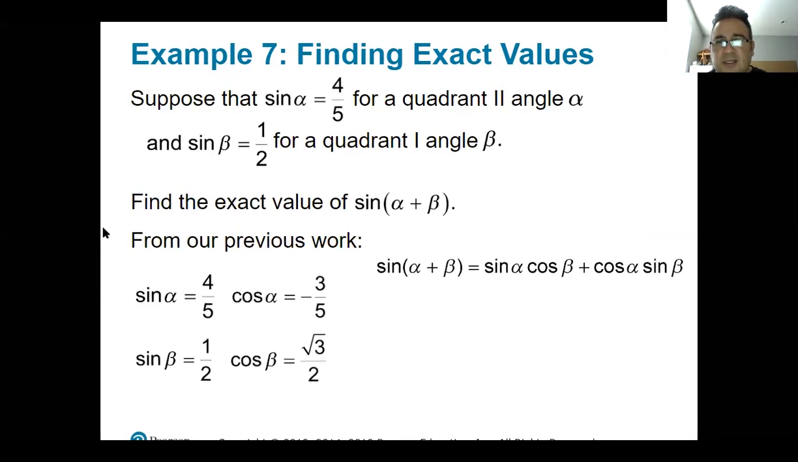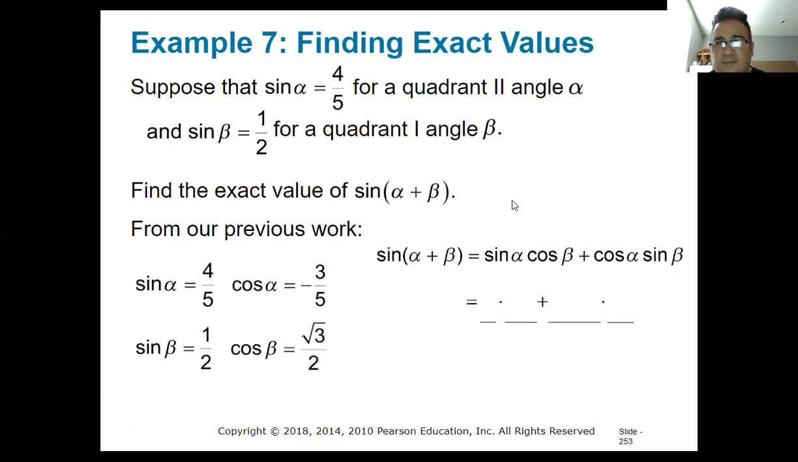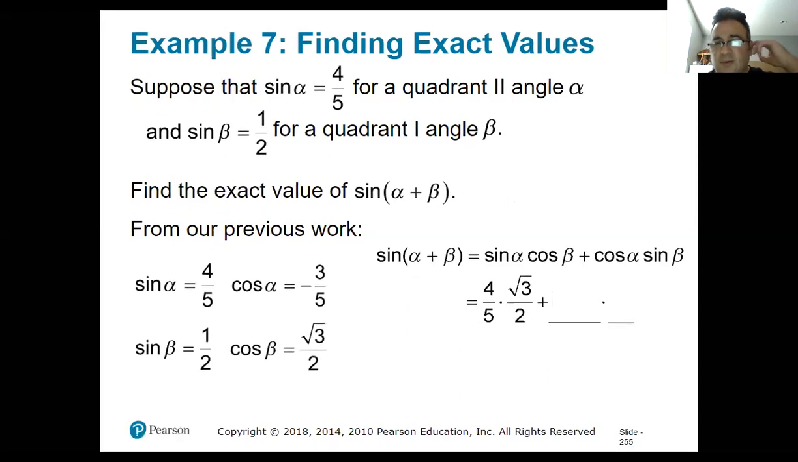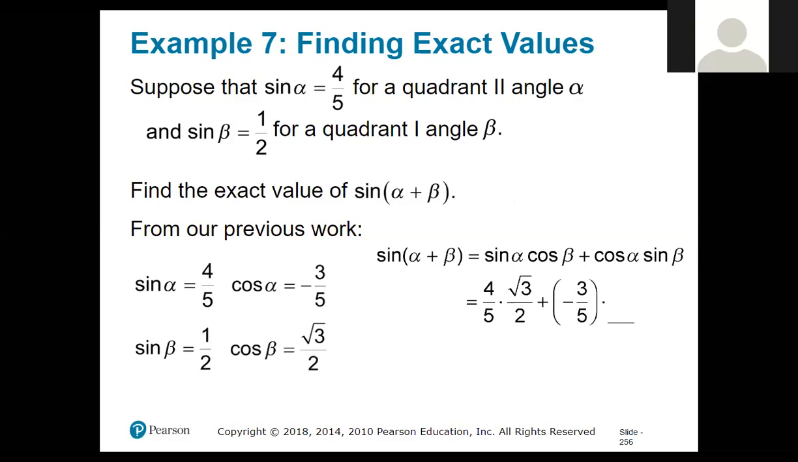All right, from here, it's just substituting your values. You apply the formula, and then you substitute your values. So sine of alpha is 4/5. Cosine of beta is square root of 3 over 2. Cosine of alpha is -3/5, times sine of beta, 1/2.